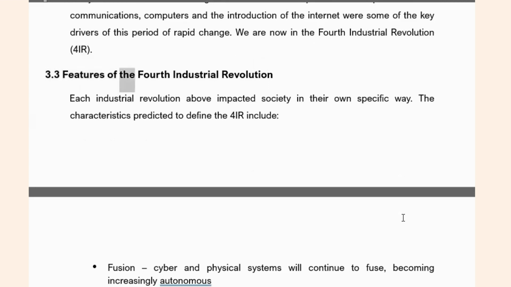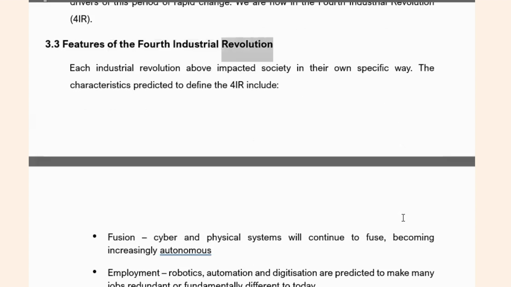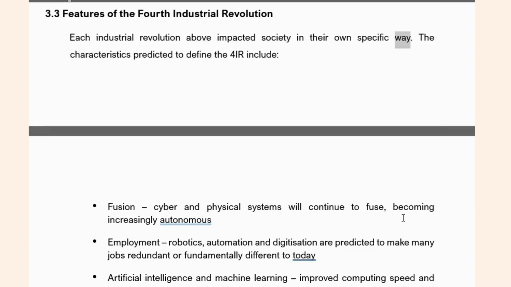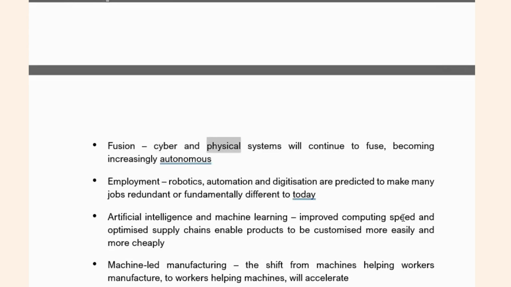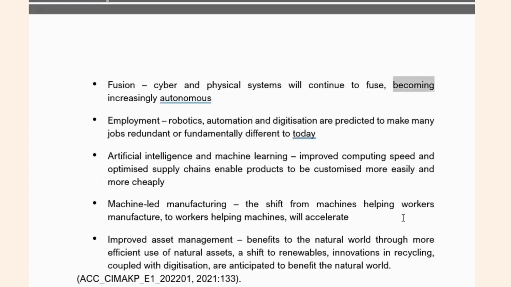3.3 Features of the Fourth Industrial Revolution. Each industrial revolution above impacted society in its own specific way. The characteristics predicted to define the 4IR include: Fusion. Cyber and physical systems will continue to fuse, becoming increasingly autonomous.